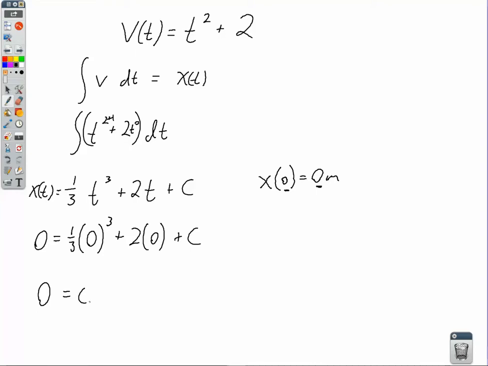Okay, so if c is 0, we now have our position function at any time t. We have 1/3 t cubed plus 2t plus nothing. All right? So now I've got a position function, I've got a velocity function, I've got an acceleration function. Life is good.